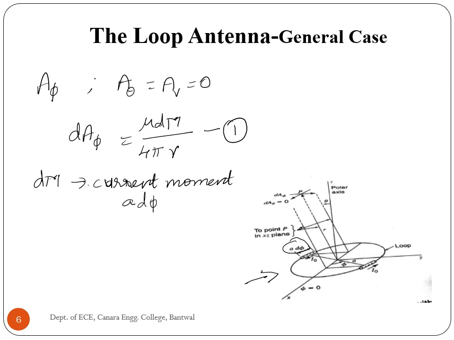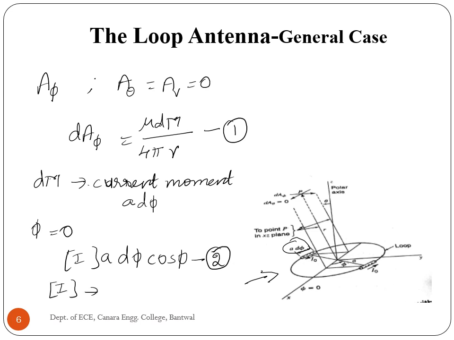In the phi is equal to 0 plane, the phi component of the retarded current moment due to one dipole is I A d phi cos phi, where I is I naught e to the power j omega t minus r by c, and I naught is the peak current in time on the loop.